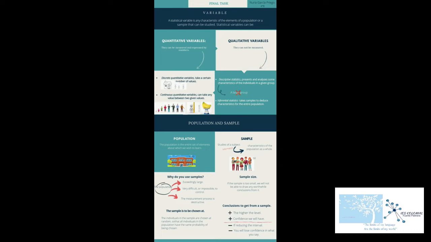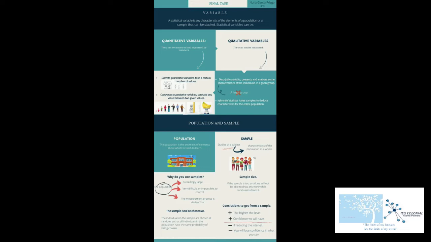Population and sample. The population is the entire set of elements about which we wish to learn and which shall serve as the object of our study. For example, a population can be the 1,500 students in a school. A sample is a subset of the population. A study of a sample provides information on the characteristics of the population as a whole. Continuing with the example above, a sample could be a relevant group of 50 students.